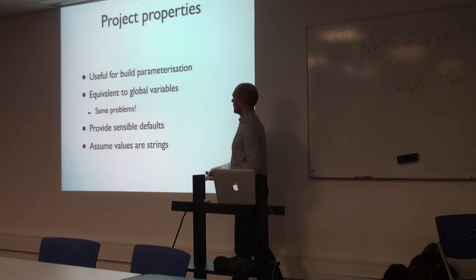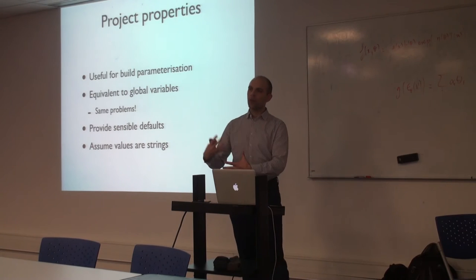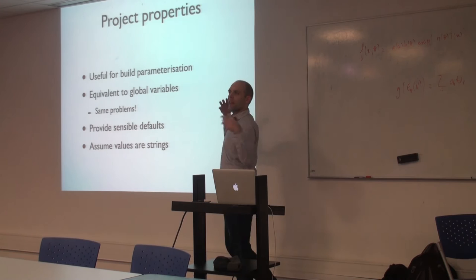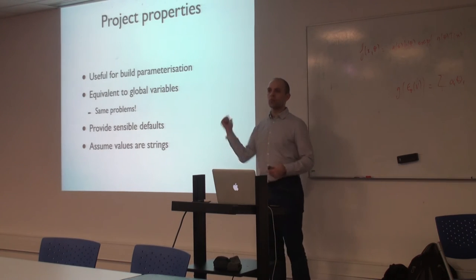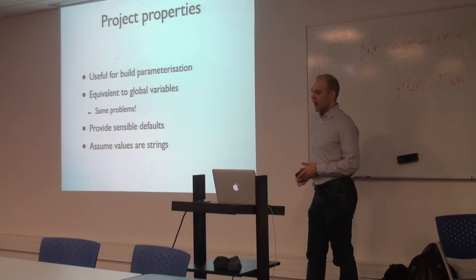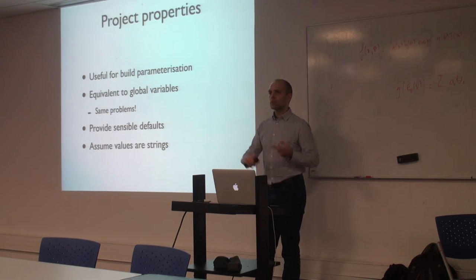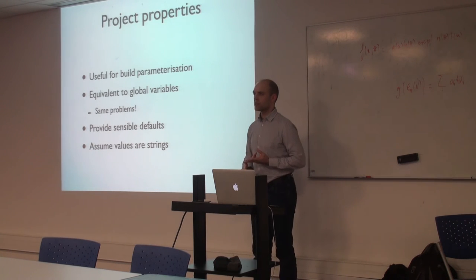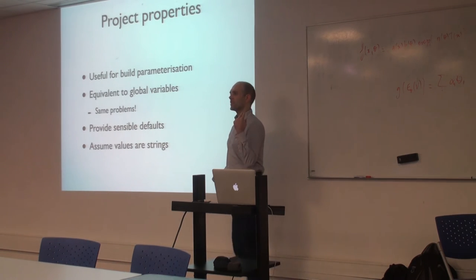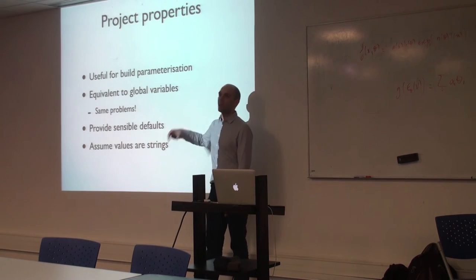And one final thing, because you are writing Groovy within a build file, it's easy to think of properties as they can be any value. They can be numbers, they can be dates, they can be strings as well. But you can override them from the command line. You can provide them in a properties file. What's common between those two? They're strings. So always assume that project properties have string values.